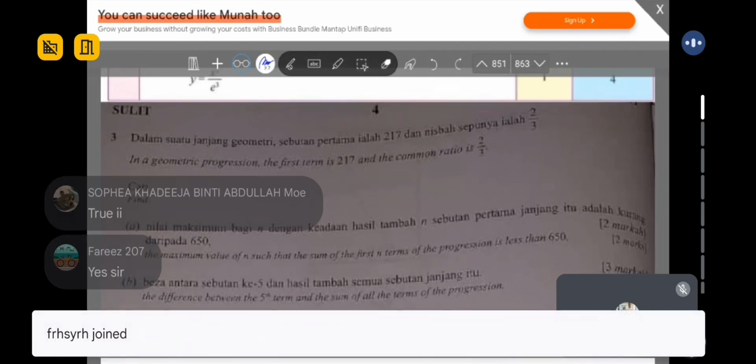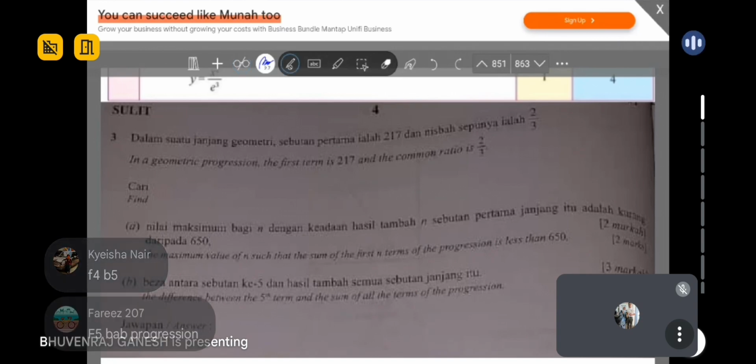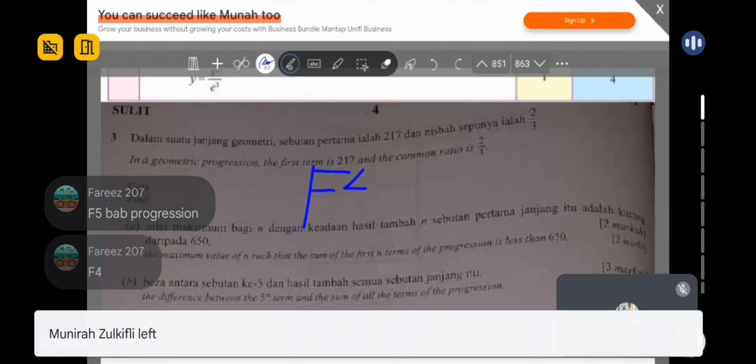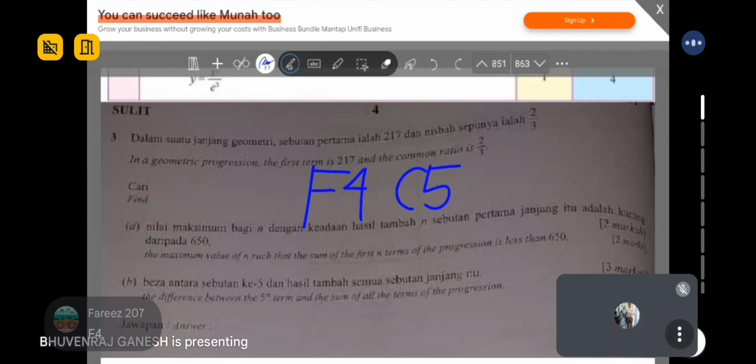Okay, Faris. Apa bab ni? Kalau kamu lihat soalan, tingkatan berapa, bab berapa? Very good. Form 4, Chapter 5. Yes, Form 4, Faris. Form 4, Chapter 5, guys. Progression. Janjang. 5 marks. So not difficult. Tak susah soalan ni. You can answer one.